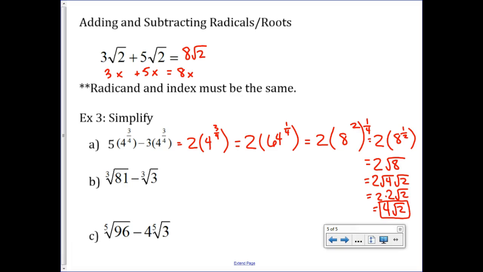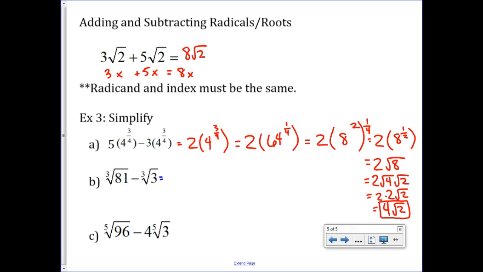All right, let's try another one of these. So the cube root of 81 minus the cube root of 3. Well, we can't do anything with that because the 81 and 3 aren't the same. So the cube root of 81, though, I can break up into a perfect cube.